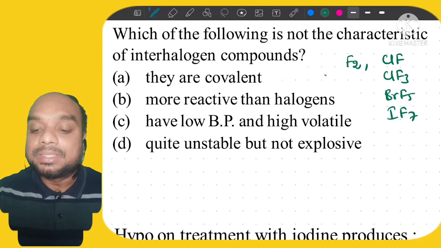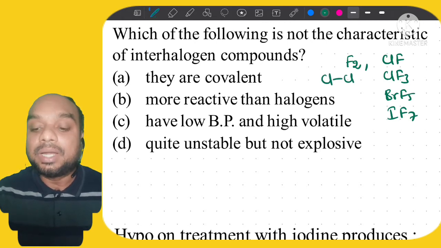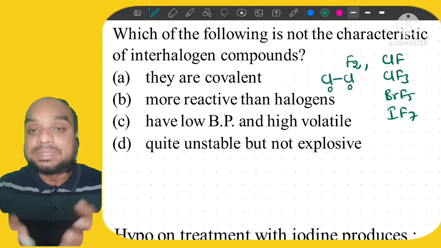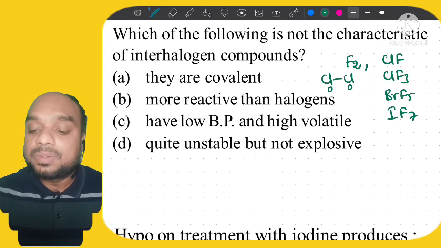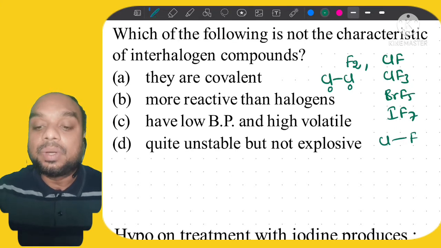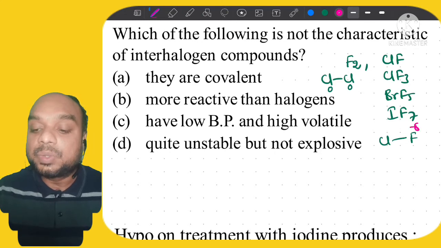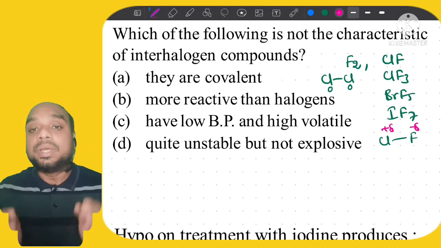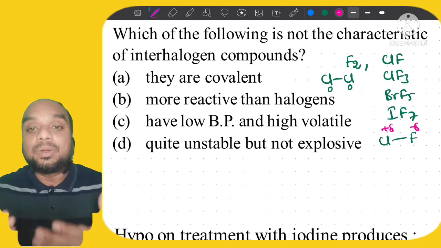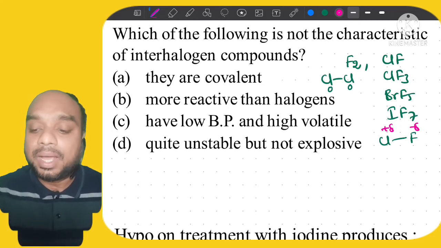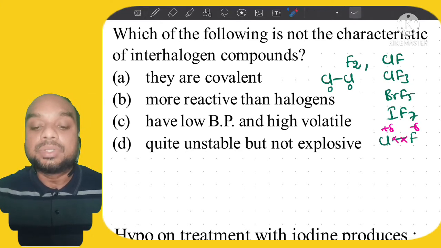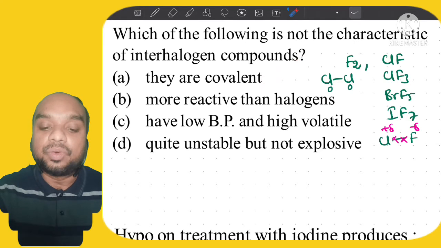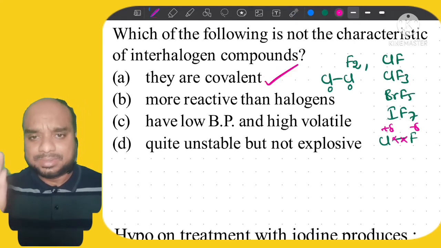In a halogen, if you take Cl-Cl bond, there is no electronegativity difference. Both have the same electronegativity, so the electronegativity difference here will be 0. But in interhalogen compounds, there will be an electronegativity difference. Due to this difference, these show more reactive nature. So interhalogen compounds are more reactive than halogens. And here these are sharing an electron pair, so they have covalent nature. So the first one is right. They are covalent. Yes, right answer.